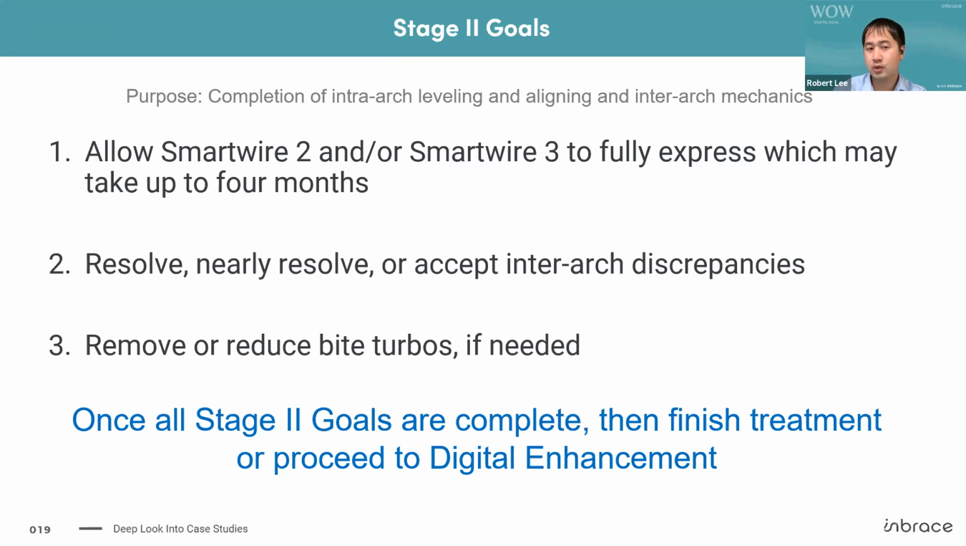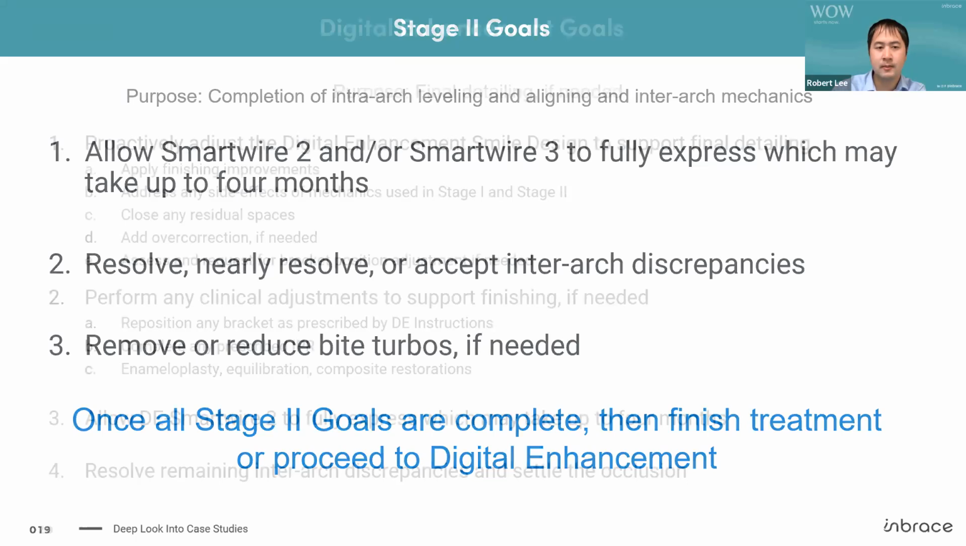You can allow your Smartwire 2 and or 3 to express. We kind of went over when do you use Smartwire 2 and when do you use Smartwire 3. Most of the time you're just using Smartwire 2. You're going to resolve, nearly resolve, or accept your inner arch discrepancies. That's the most important one in stage 2. That way, when you get to your finishing, your inner arch mechanics are complete. And then you should be removing or reducing your bite ramps as you no longer need them as much as your case starts to progress.